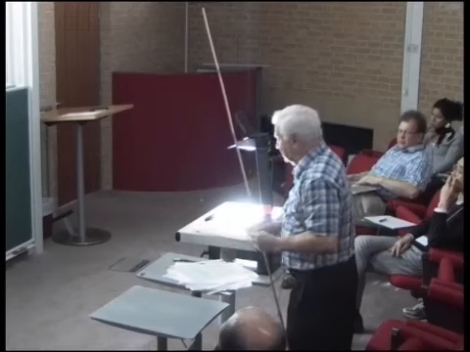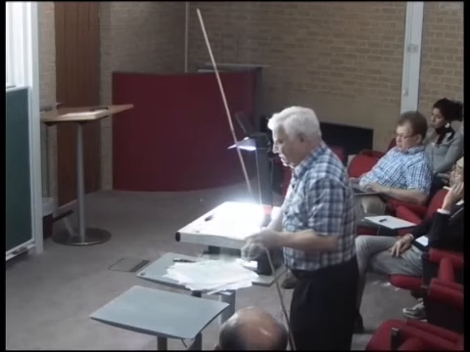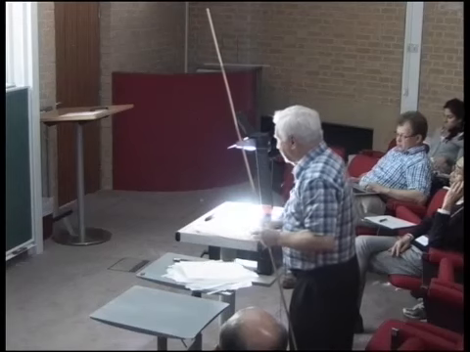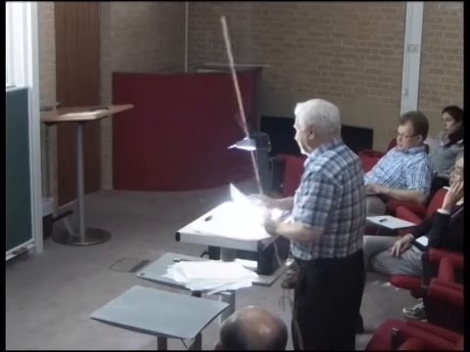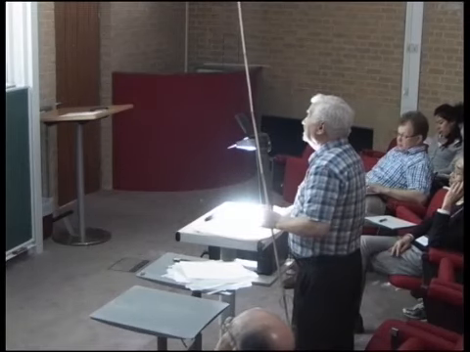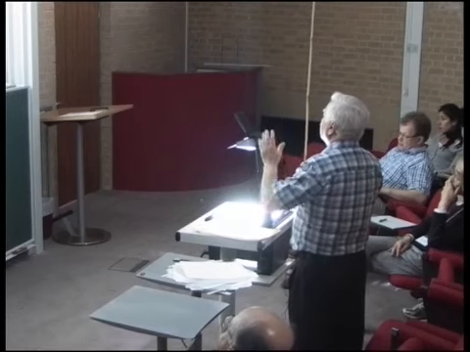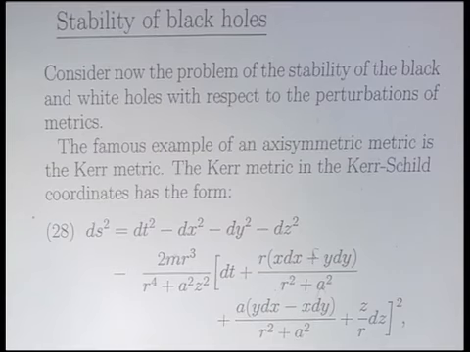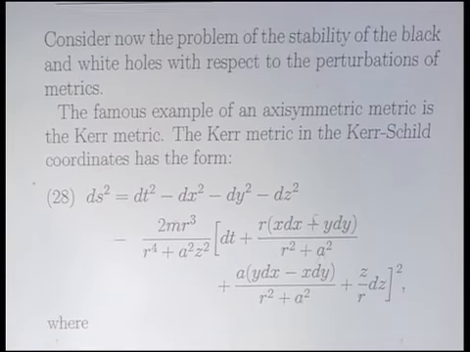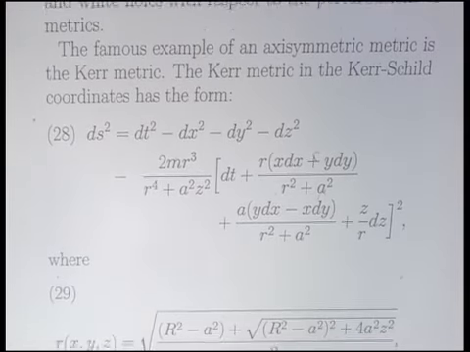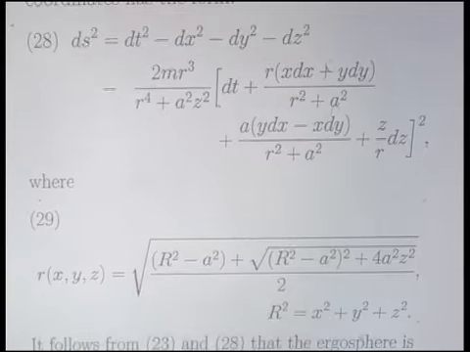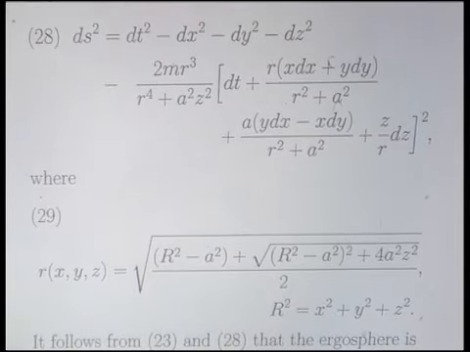I was saying, this can be extended easily. So now another topic: stability of black holes or white holes. I consider stability with respect to perturbation of the metric. The example which we will deal with mainly is the Kerr metric, which is also a solution of the Einstein equation. This is the expression of this metric.